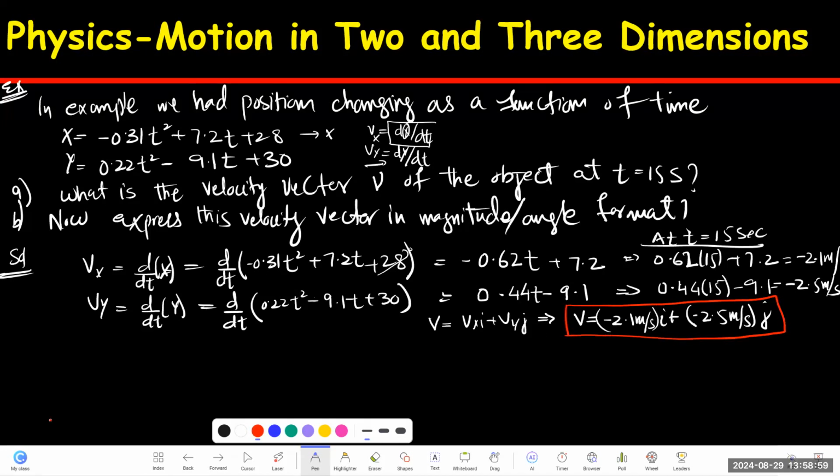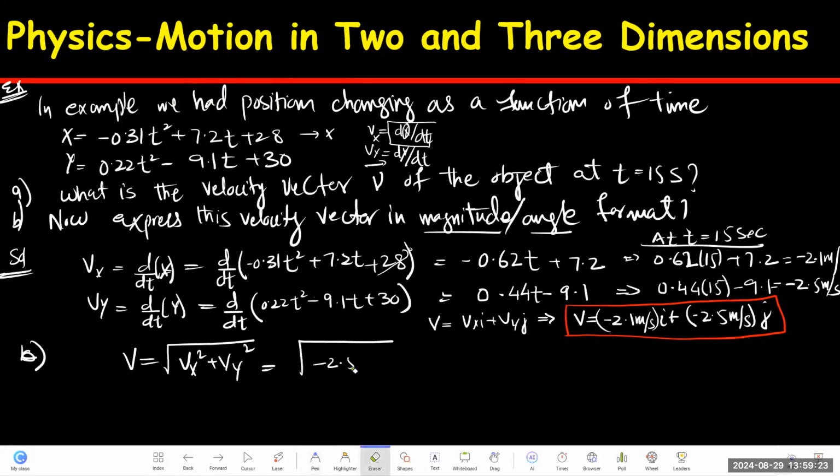Now for part B, I have to do a little bit more work. All I have to do is take the velocity and find the velocity magnitude and angle. So the magnitude of velocity equals the square root of vx squared plus vy squared, and I'm going to substitute the values minus 2.5 and minus 2.1.